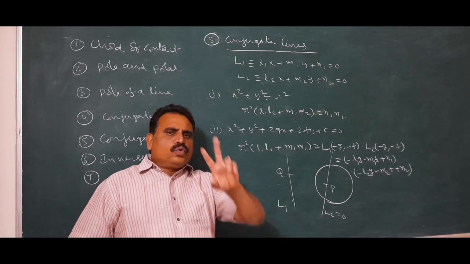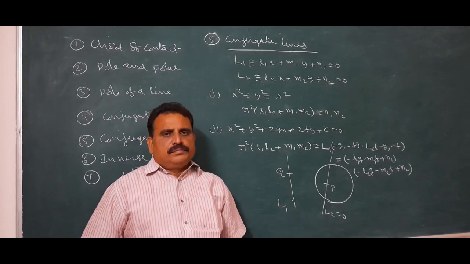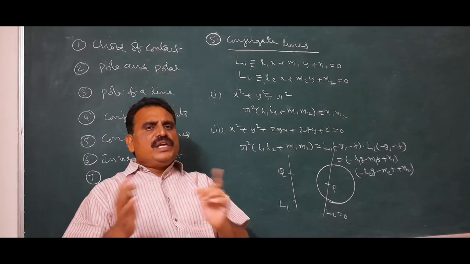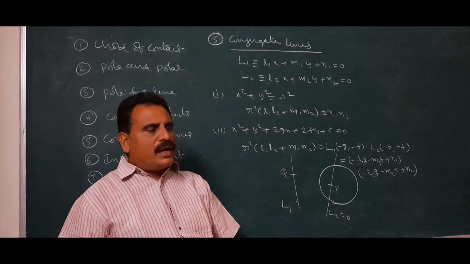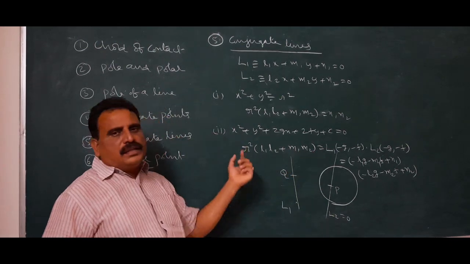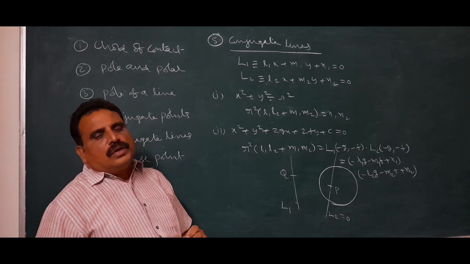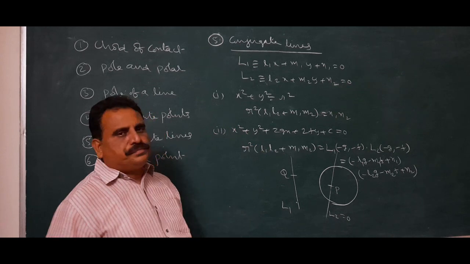Sometimes two lines are given, and one line contains a constant K. How to find the constant K? If these two lines are conjugate, we can easily get the value of K by applying this formula. R square, where R is the radius of the circle, is root of g square plus f square minus c.